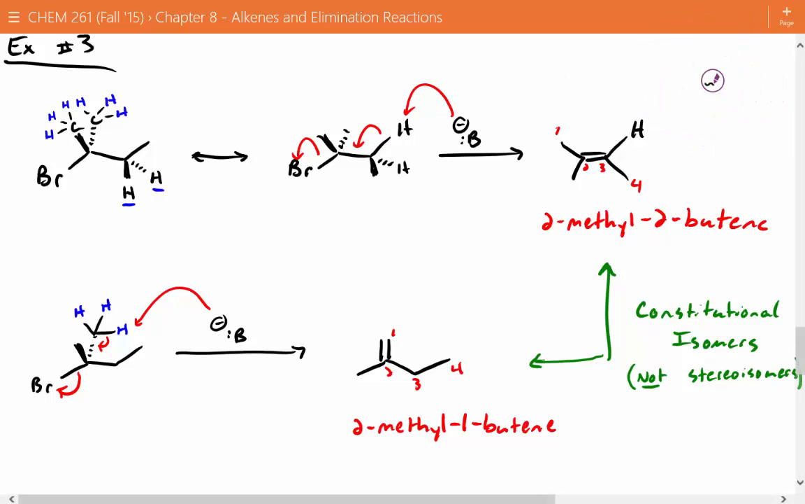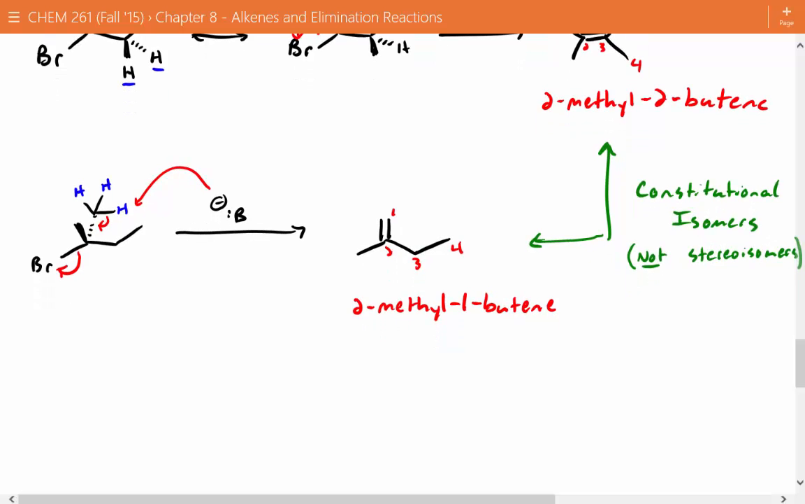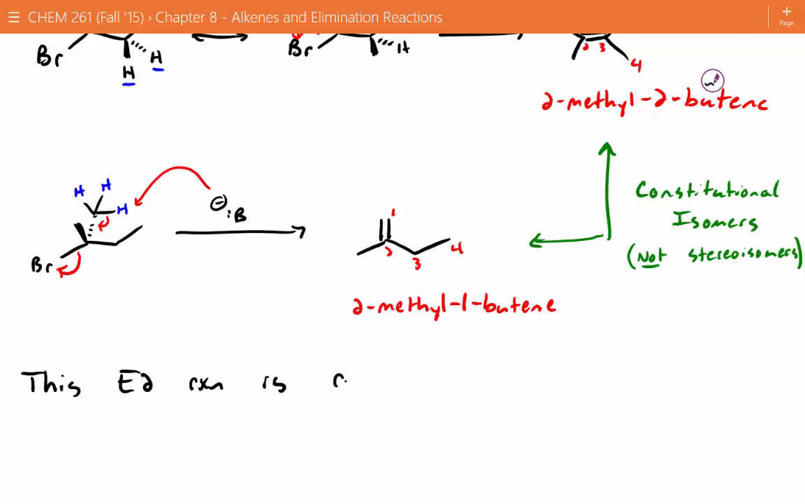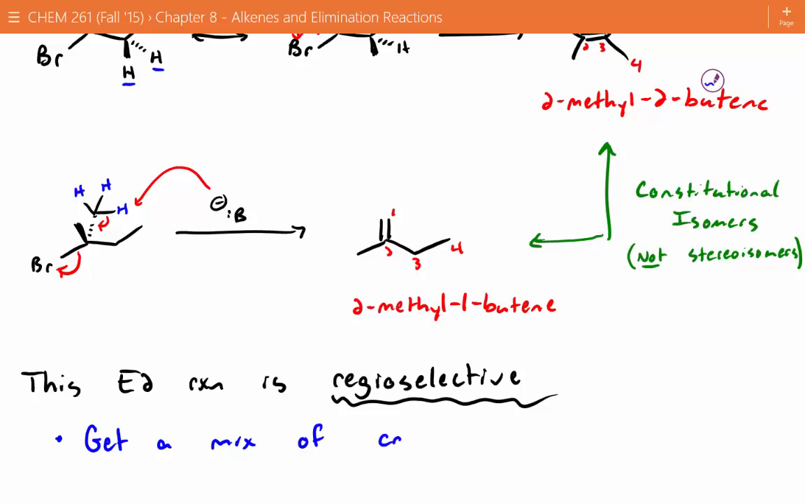All right, so when we look at these reactions where we get a mixture of constitutional isomers, we refer to them differently. We say this E2 reaction is regioselective. And regioselective means instead of getting a mixture of stereoisomers, we get a mixture of constitutional isomers. Are they 50-50? No, we're going to cover that next. So we get a mixture of constitutional isomers in unequal ratios.